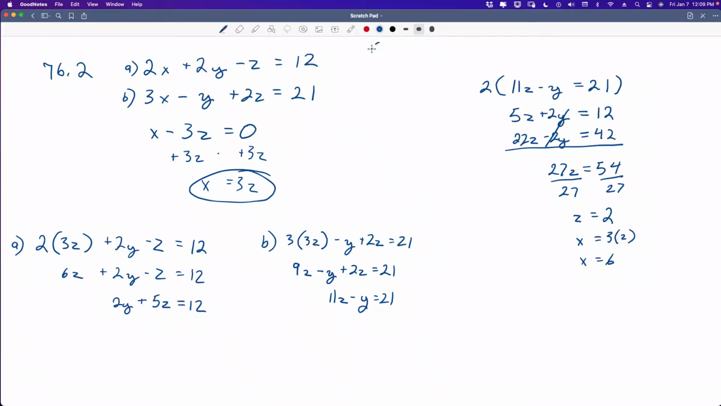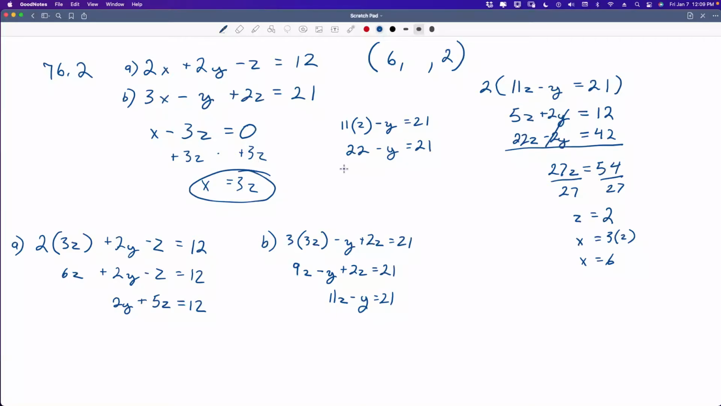So now I can go ahead and put my little parentheses up here. X is 6. We don't know what y is yet, and we know that z is 2. All right, so now I'm just going to take this right here and solve for y. So I'm going to say 11 times z is 2, right, minus y equals 21. So 22 minus y equals 21.